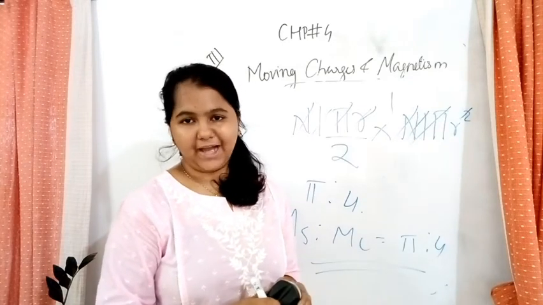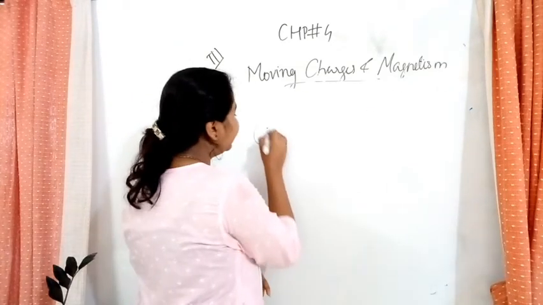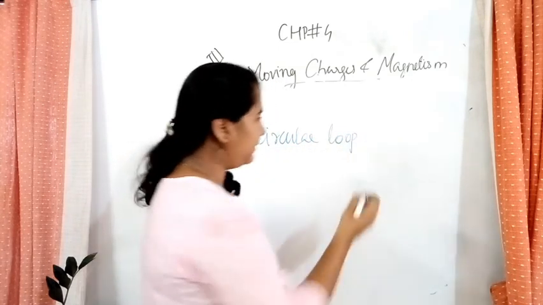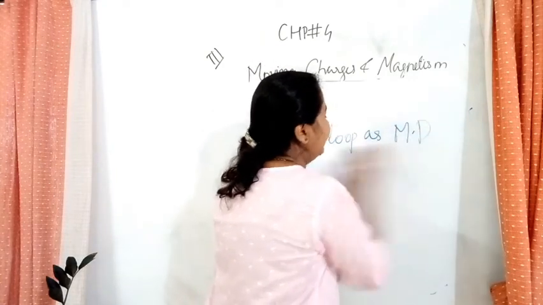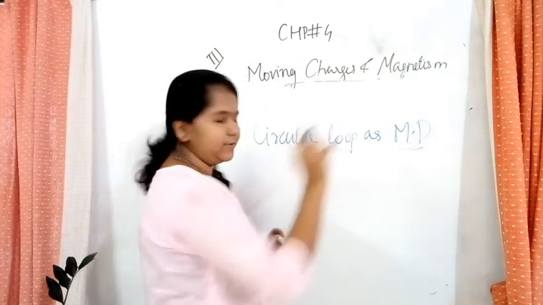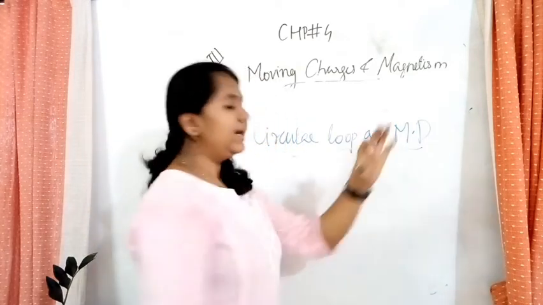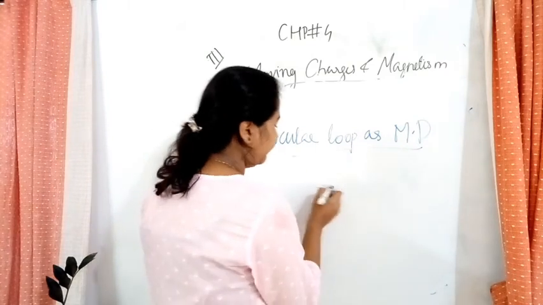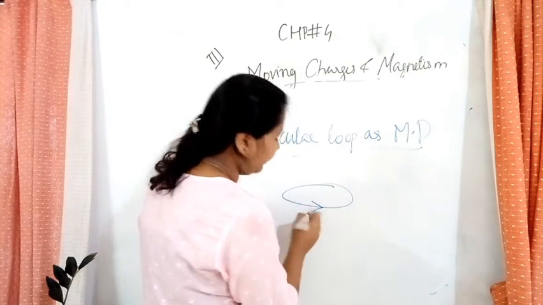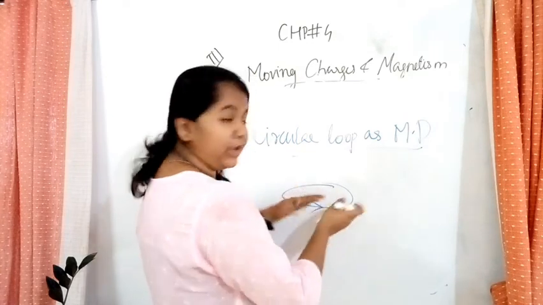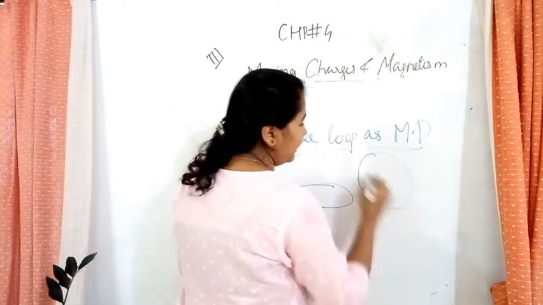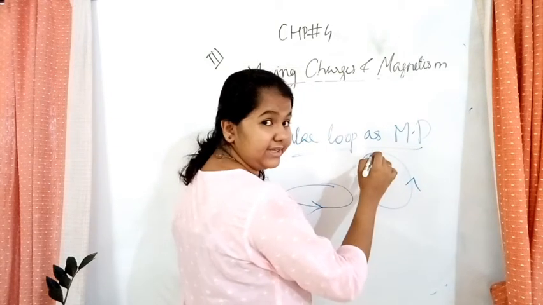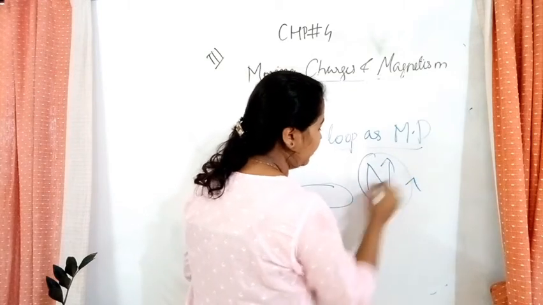So now let's get back to our theory. Circular loop as a magnetic dipole. Okay? Let's see. We said if you take a loop, a loop is like this. So it has both sides. If the loop is like this and the current is flowing from this direction to this direction, when you look from the top, the current is moving in anti-clockwise direction. So what would be the polarity? Polarity would be a north pole.